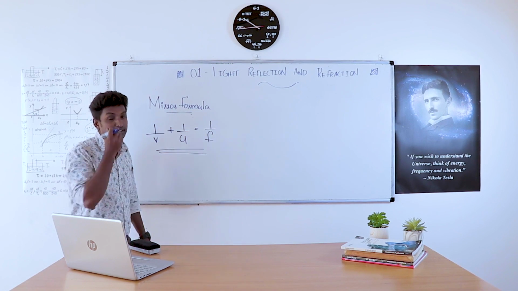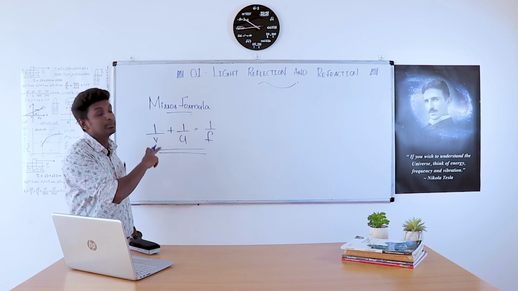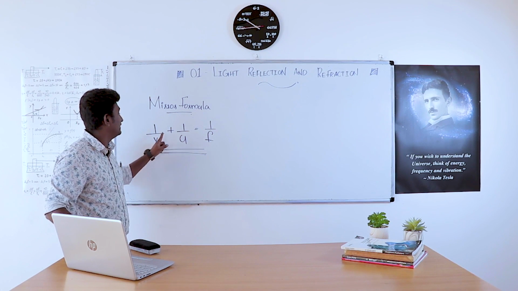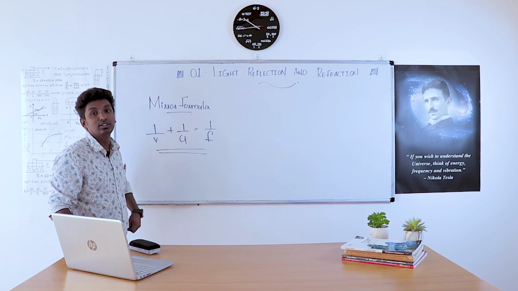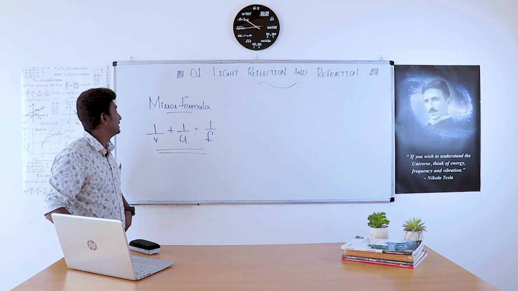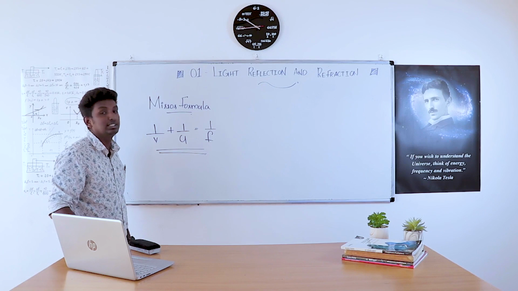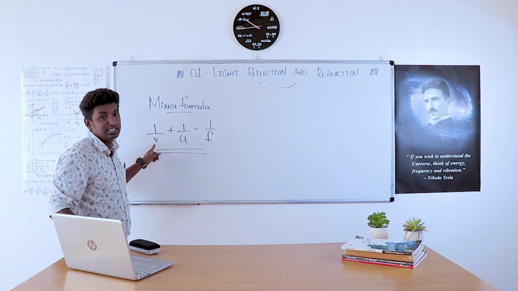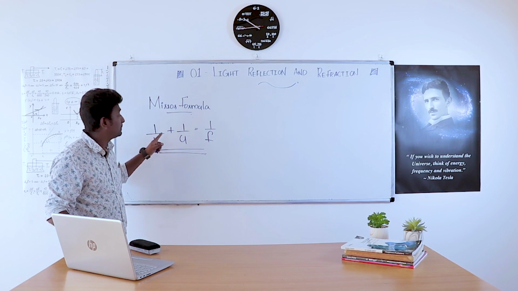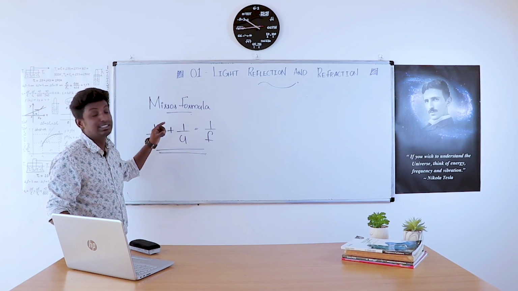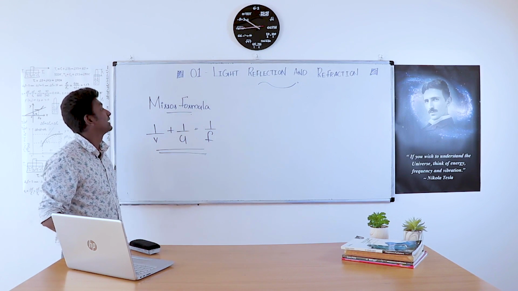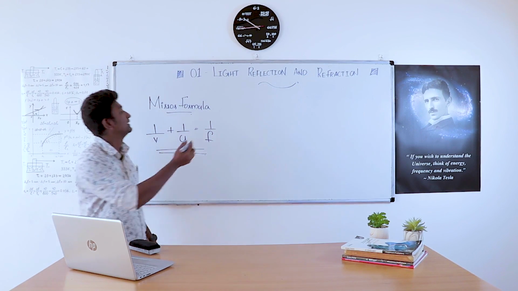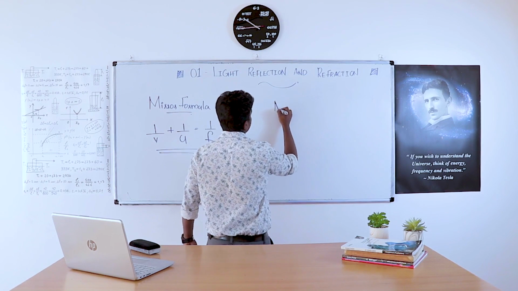So what is the equation? 1 by v plus 1 by u is equal to 1 by f. This is mirror formula, where v is the distance of image from the pole, u is the distance of object from the pole, and f is the focal length.